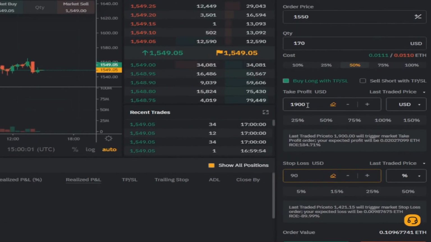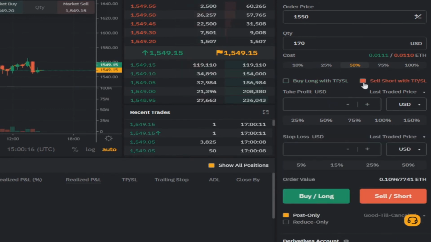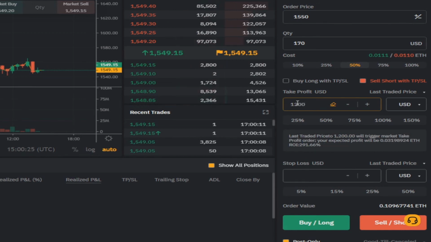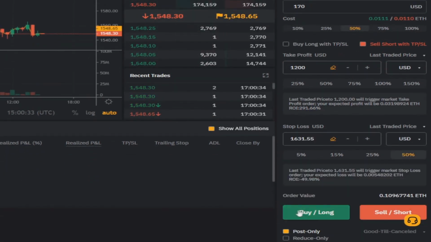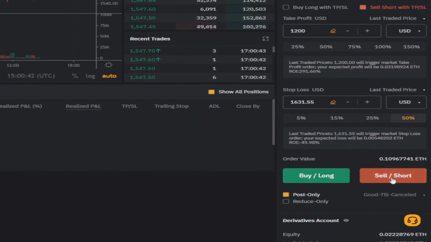So longing is basically you're gonna tell that the price is going up, and you're gonna put a price here, and then you're gonna see how much your return on investment is. Then the next thing is how do you short, guys? So shorting is quite the opposite. When shorting, you're gonna say that the price is gonna drop. So we're gonna start at 1550 and we're gonna say I want to take profit at 1200. As you can see, at 1200 I will have 300% profit. And then of course the stop loss would be the opposite, so 50% means when Ethereum reaches 1631 I will lose 50% but keep my other 50%, and then you just click sell short.